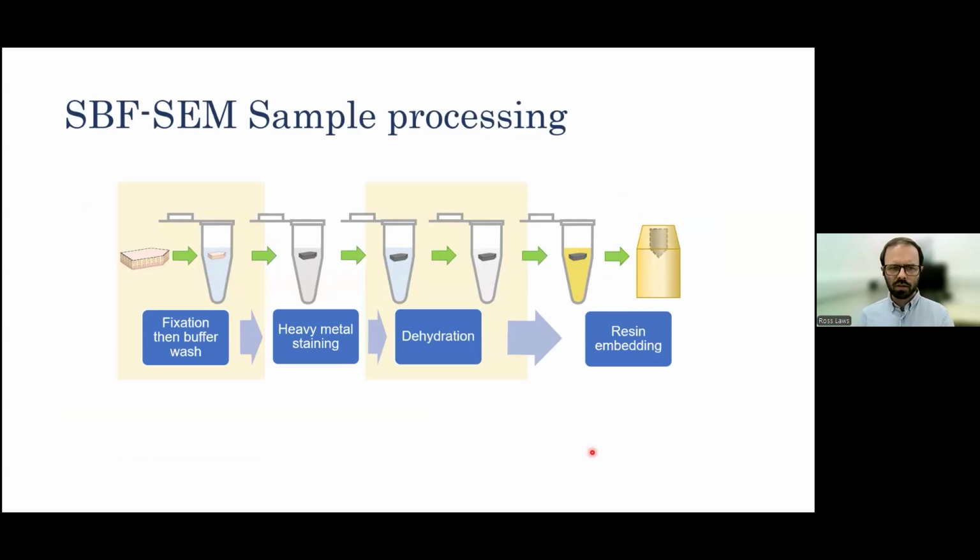So sample preparation involves fixation of the samples and then heavy metal staining, followed by dehydration into acetone, so it's not drying, and then resin embedding afterwards to polymerize the sample into a hard resin.